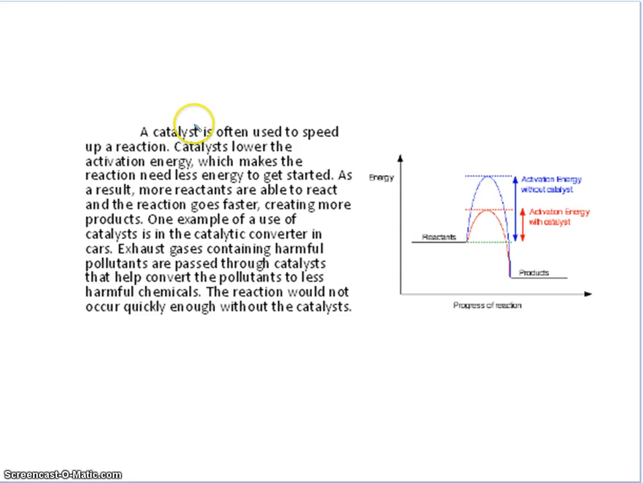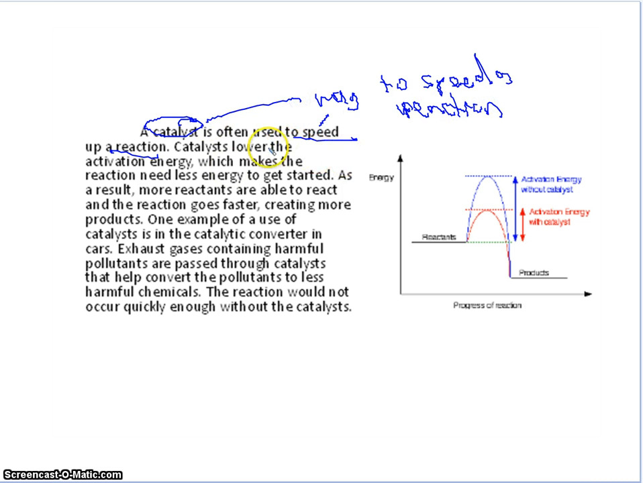Okay, last slide. A catalyst is often used to speed up a reaction. Okay, so this is another way to speed a reaction. Catalysts lower the activation energy, which makes the reaction need less energy to get started. As a result, more reactants are able to react and the reaction goes faster, creating more products. One example of a use of catalysts is in the catalytic converter. Okay, hold on, let me read this again. So they need less energy to get started, and so more react and it goes faster.